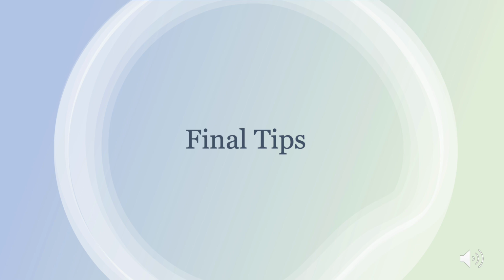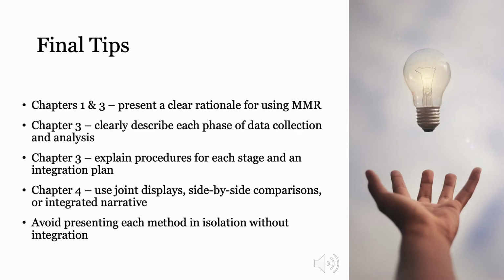To wrap up, let's go over some final tips and common mistakes to avoid when planning and conducting a mixed method study. Here are a few final reminders. In Chapter 1 and Chapter 3, make sure you clearly justify why mixed methods is the right fit for your study. In Chapter 3, describe each data collection and analysis phase, explain your integration plan, and specify sequence, timing, and priority. In Chapter 4, use tools like joint displays or side-by-side comparisons to present your integrated results. Always avoid treating each method as an independent study.